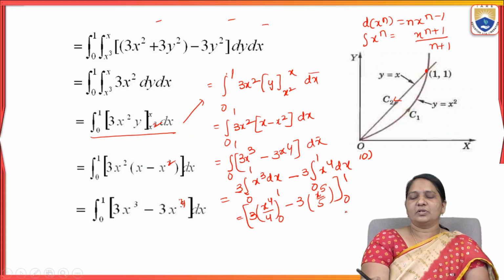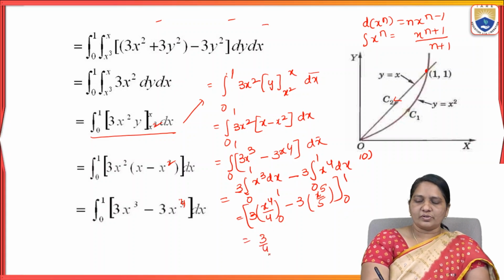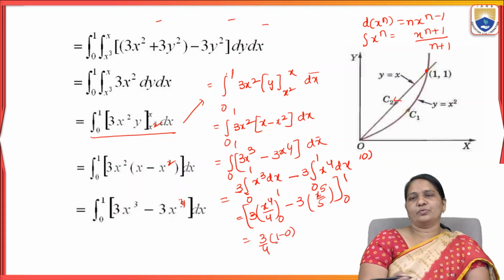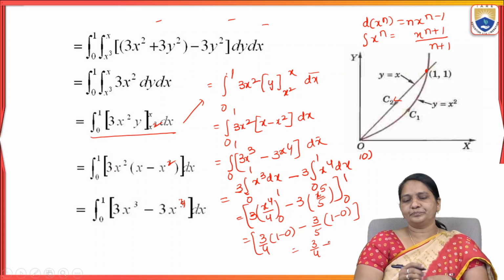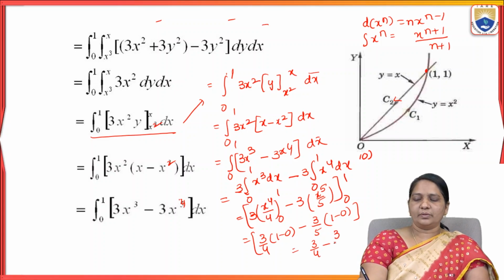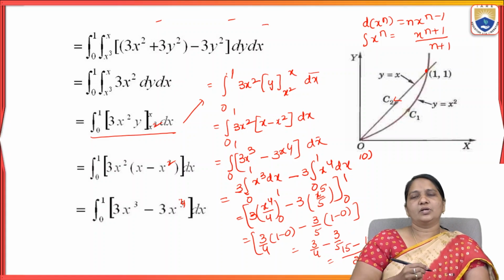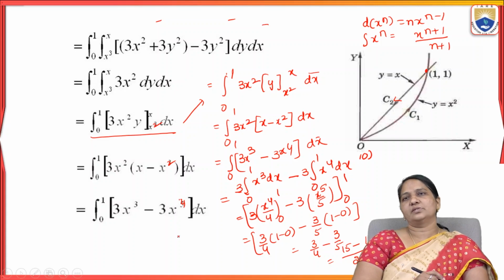Now we are going to substitute the limits. 3 by 4 is the constant, the limits are 1 minus 0. Minus here also 3 by 5 is the constant, the limits are 1 minus 0. So finally this is 3 by 4 minus 3 by 5. 4 fives are 20, so 5 threes are 15 minus 4 threes are 12. So this is 3 by 20. This is the final answer.